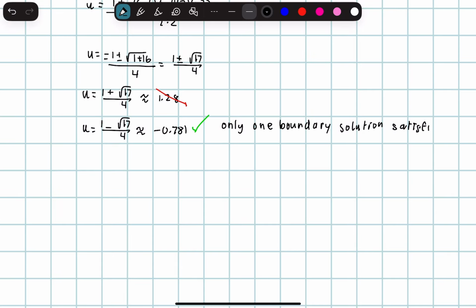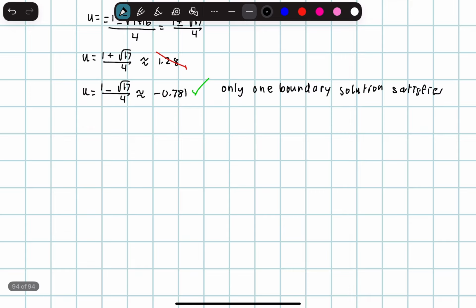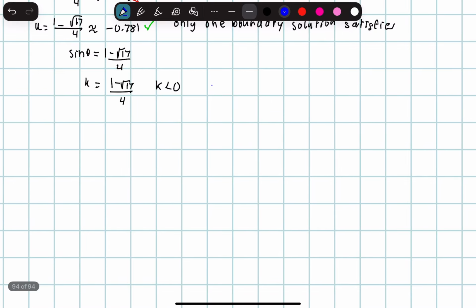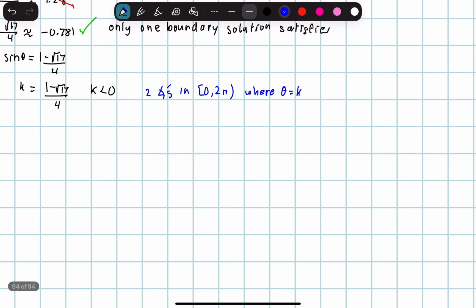So we can call this value k. That's sine theta is going to be equal to 1 minus root 17 over 4. So we can just call this k. k is equal to 1 minus root 17 over 4, where k is going to be less than 0. So there will be 2 angles. We know that there's going to be 2 angles in 0 to 2 pi, where sine theta is going to equal k. So that's going to be 1 in Q3 and 1 in Q4.